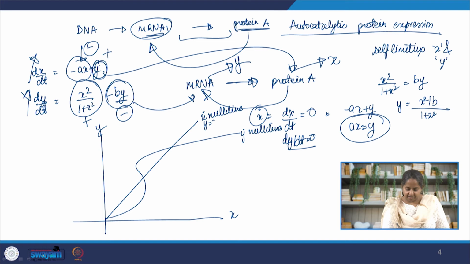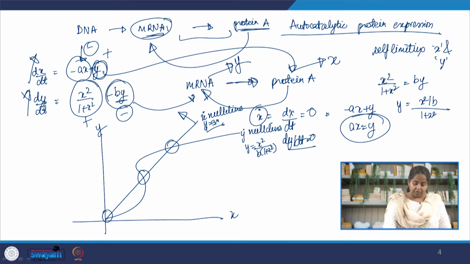Now notice one thing. The x nullcline is basically y is equal to ax, and the y nullcline is y is equal to x squared by b times 1 plus x squared. Let's keep b constant for now, but let's vary the value of a because this is an easier curve to vary. And what we will see is that when a is sufficiently small, we have 3 fixed points. First fixed point, second fixed point, third fixed point. Now as we increase a, the slope of this line will increase, and there will come a time when the line will be tangential to the sigmoidal curve. So we'll have only 2 fixed points, one at 0 and one here.